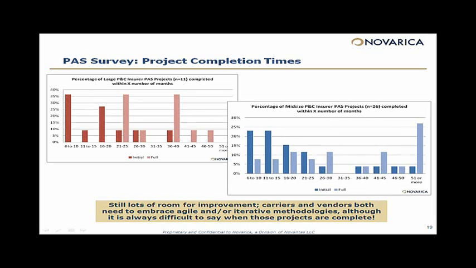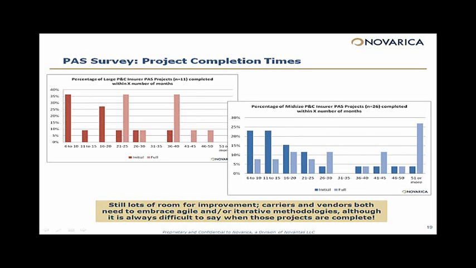As we look at the full implementations, we can see the most commonly reported time frame was 51 months or more for full rollout. So obviously there is still a lot of room for improvement, but certainly getting to that initial release, carriers are getting better. I think that as they embrace agile and iterative methodologies and become more comfortable with the technology, we may see some improvement there, but there certainly is room for improvement.